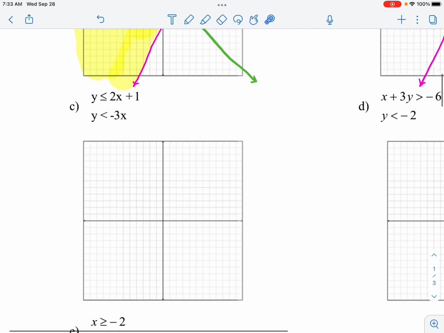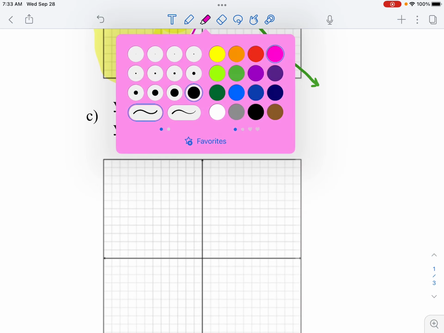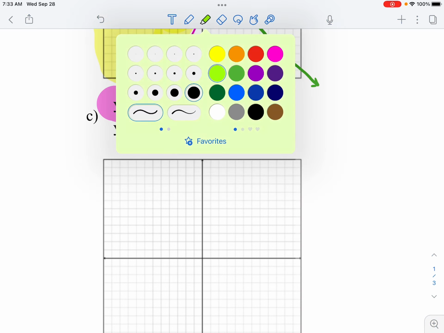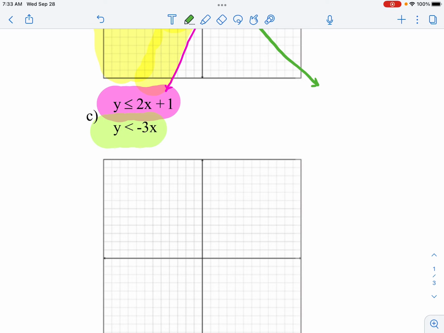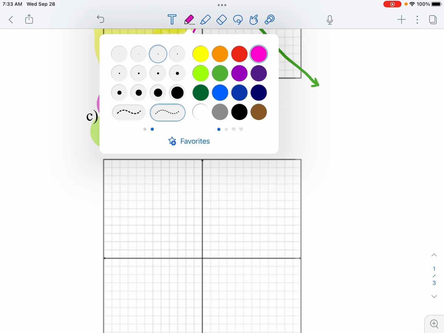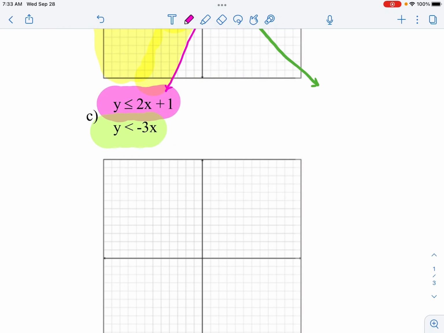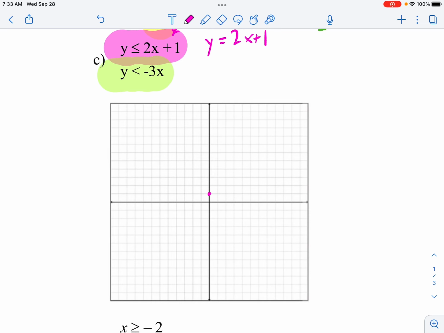All right, moving on to part C, okay? So I have this top inequality in pink, and this bottom inequality in green. This pink inequality, I'm going to graph just as if it were the line y equals 2x plus 1, and I'm going to use a solid line because it's y less than or equal to, okay? So I have the y-intercept, and its slope is 2, okay? So let me graph that. There we go, so I graphed the pink line.